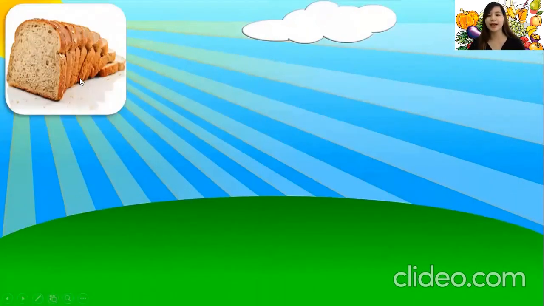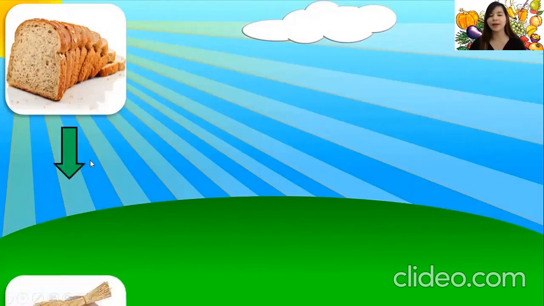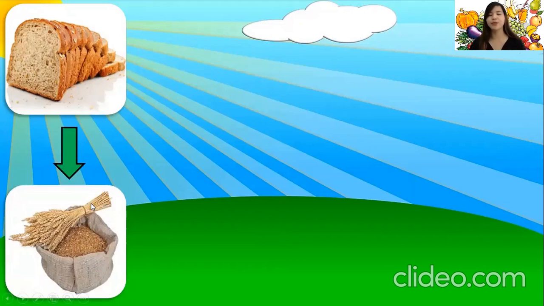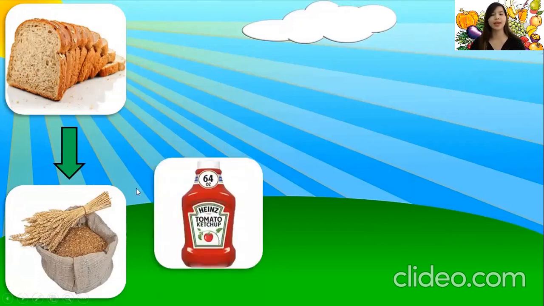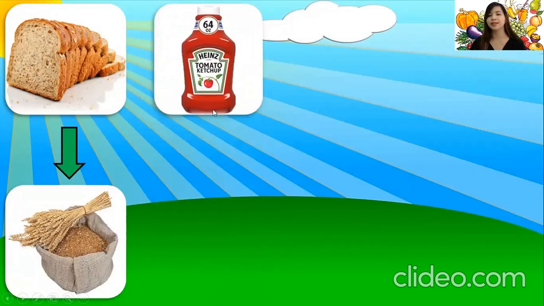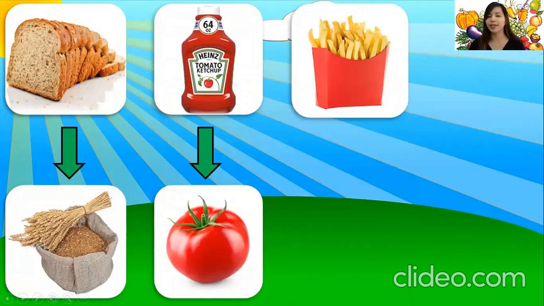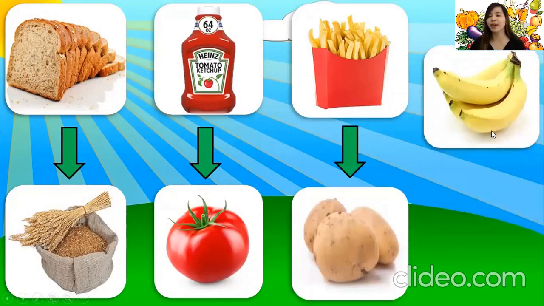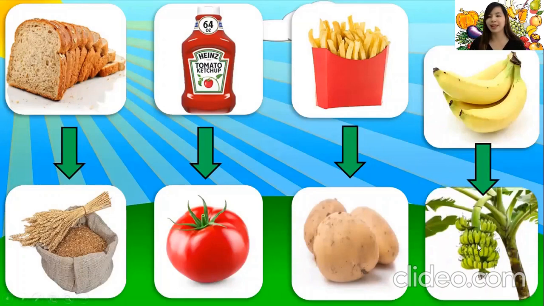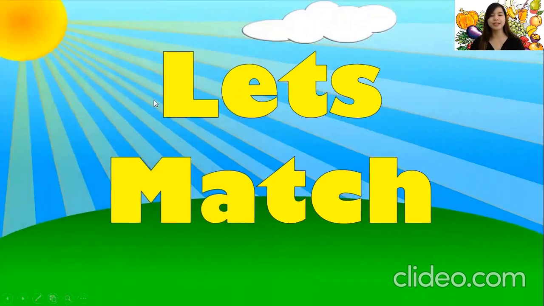Next, we have here the bread. And bread comes from wheat. Same with the rice. It comes from the same food. Okay, again, rice and bread come from wheat grains. Next one, we have here the tomato sauce. And tomato sauce comes from the tomato. And next, we have here the fries. And fries come from potato. Very good. And the last one, we have here the banana. And banana comes from banana tree. Very good.